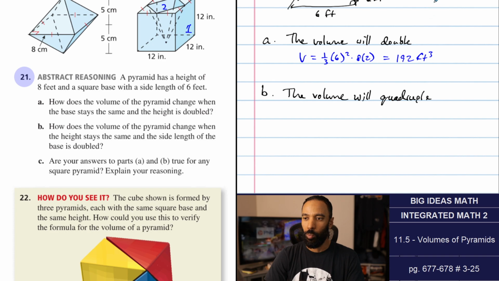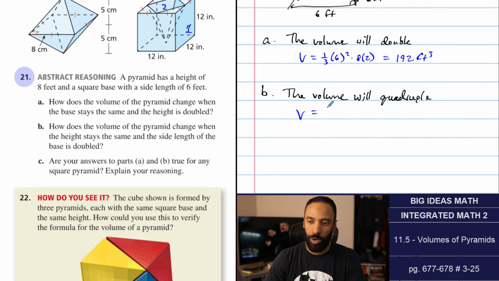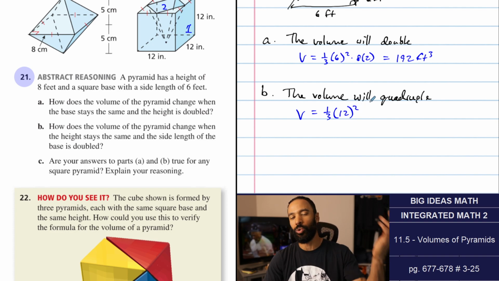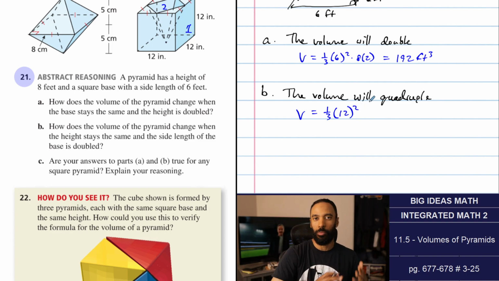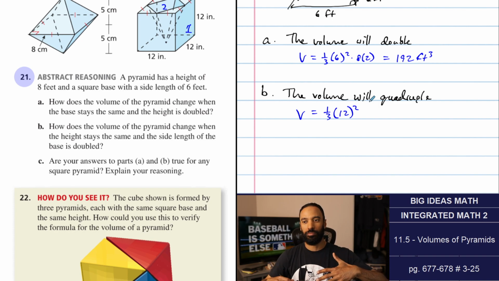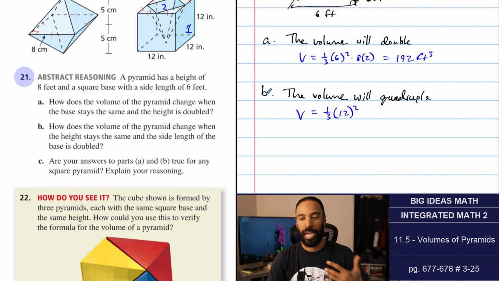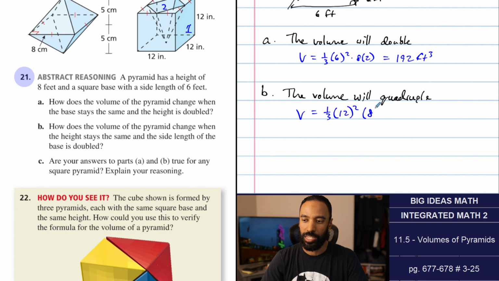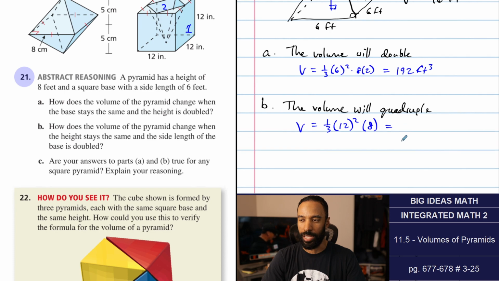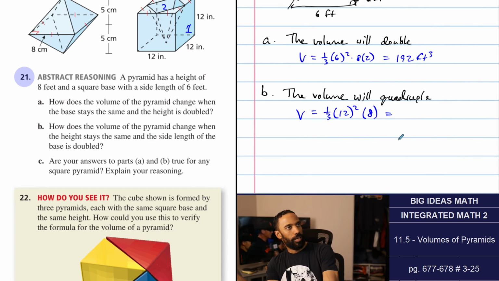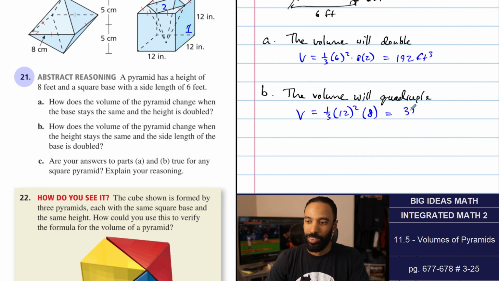In this one, why will it quadruple? Well, here we're going to do 1/3. If you double the 6, you get 12, but 12 gets squared. There are two 12s that are multiplying, so it's like times 2 times 2. That's why it's going to be 4 times bigger. And then times this 8 here should get us 96 times 4, 384? Oh, duh, double 192. 384 cubic feet. So there's that one.